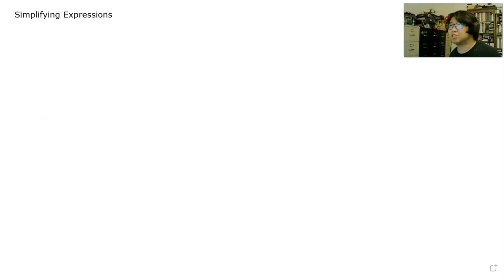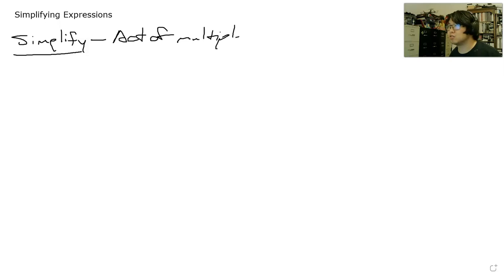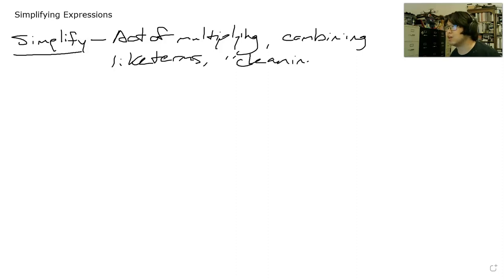So let's start with simplifying expressions first. First off, what do I mean when I say the word simplify? You may want to pause here and think about what it means to you. But when I define the word simplify, I really just mean the act of multiplying, combining like terms, and then I can also include this idea of cleaning up your expression. You kind of want to make it a couple of terms in the same kind of sequence.